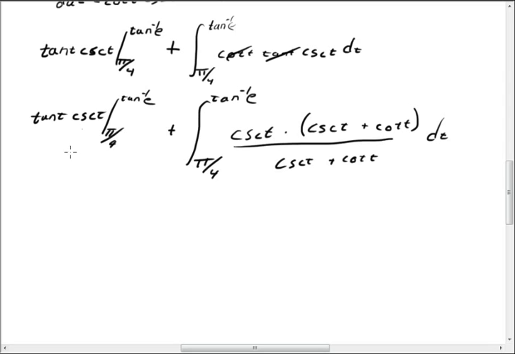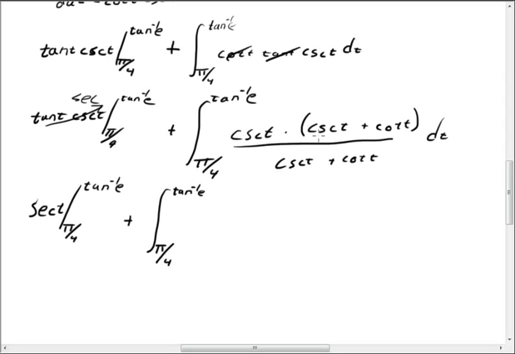So we can evaluate this to be, this is simply secant. So you get secant of t evaluated from pi over 4 to tan inverse of e, plus the integral from pi over 4 to tan inverse of e of cosecant squared t plus cosecant t cotangent t, over cosecant t plus cotangent t, dt.